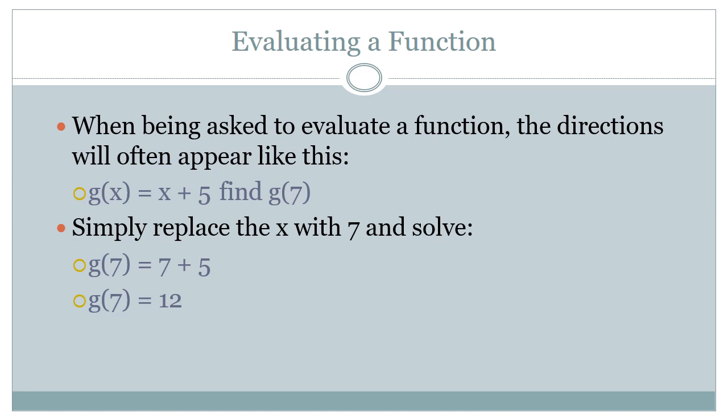My solution is 12. Again, the g of 7, all that means is that I took the function named g and I replaced the x with a 7. In the past, I've had people try to go further with this and actually divide by the 7. Do not do that. g of 7 is the name of the function and the number we substituted for x. It is not an indicator of multiplication. The final answer to this is 12.